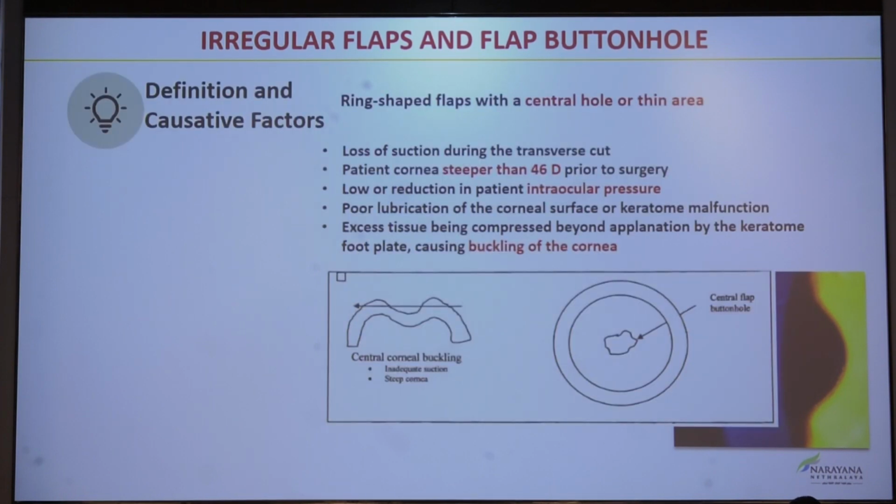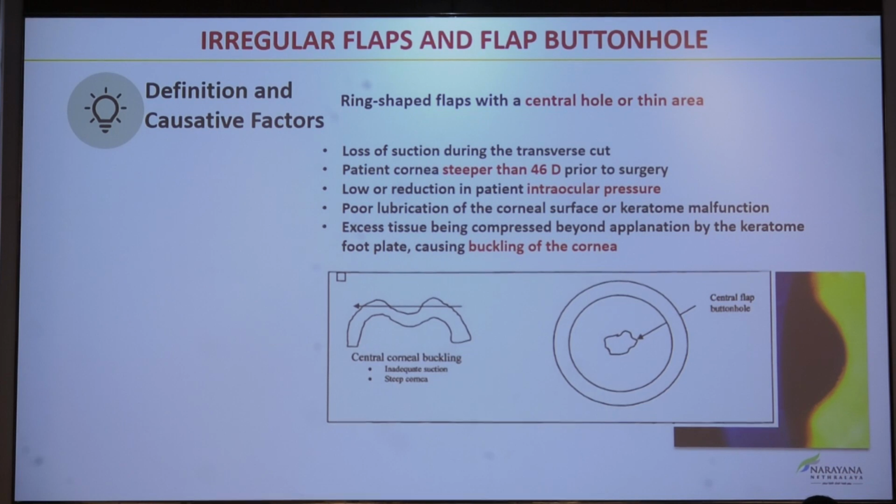So we know these are ring-shaped flaps with a central hole or thin area. Again, the incidence of flap buttonholes is higher in microkeratome made flaps than femtosecond. So here again, there are machine-related and patient anatomical related factors. Machine-related factors, as I'm going to talk about again, are loss of suction during the transverse cut, or inadequate suction. So inadequate suction or very high suction, like in case of central corneal buckling.